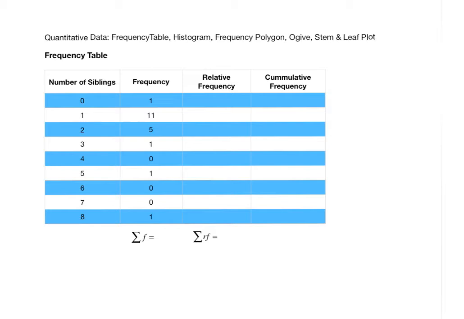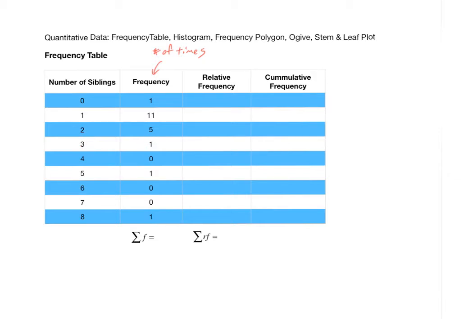As you can see, I've already taken the raw data and organized it according to its frequency. Remember, frequency is the number of times the data point shows up. So in this particular class of students, there was 1 student with no siblings, 11 students with 1 sibling, 5 students with 2 siblings, 1 student with 3, so on and so forth.